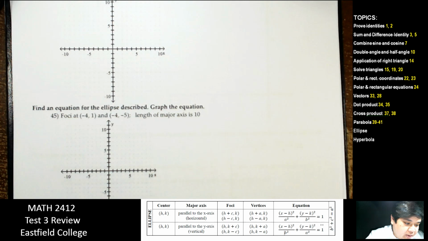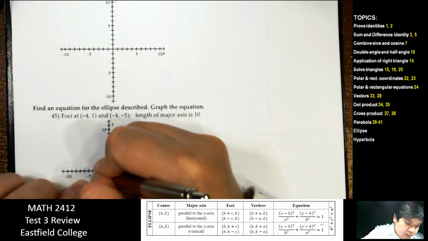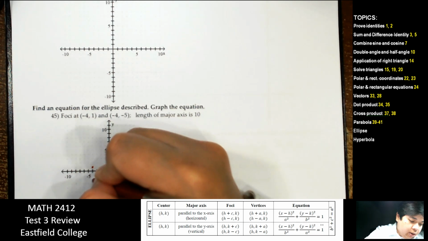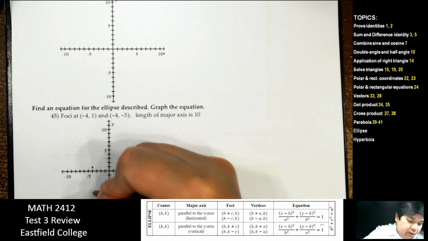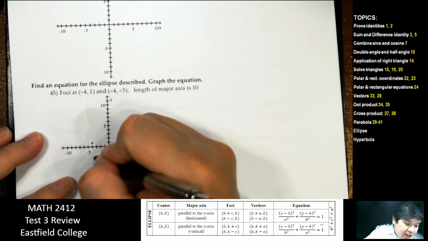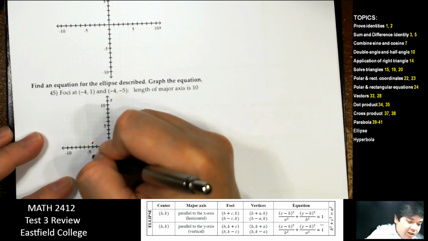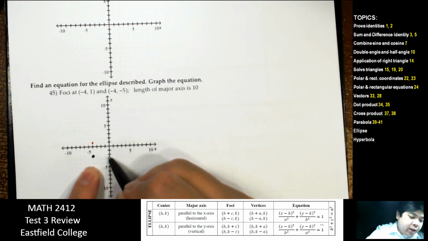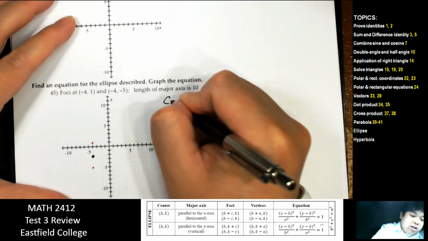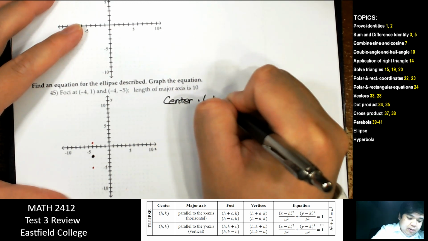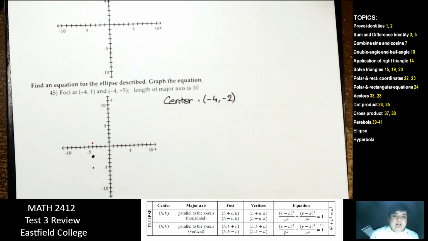First in this graph we have the foci at -4 and 1, and -4 and -5. Right, those are the 2 foci. And the center must be right in the middle of those 2. So it looks like it will be -4 and -2. So the first thing we have is the center. So let's try to put things together.